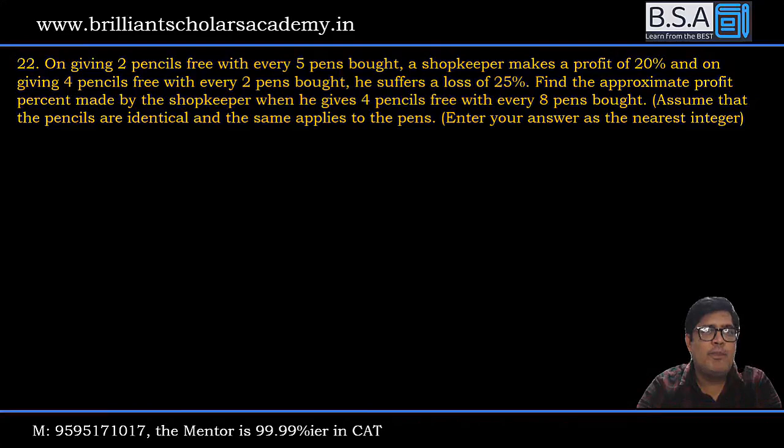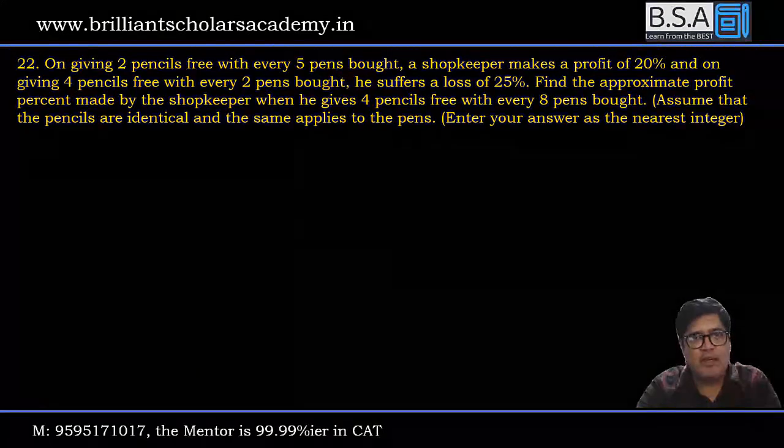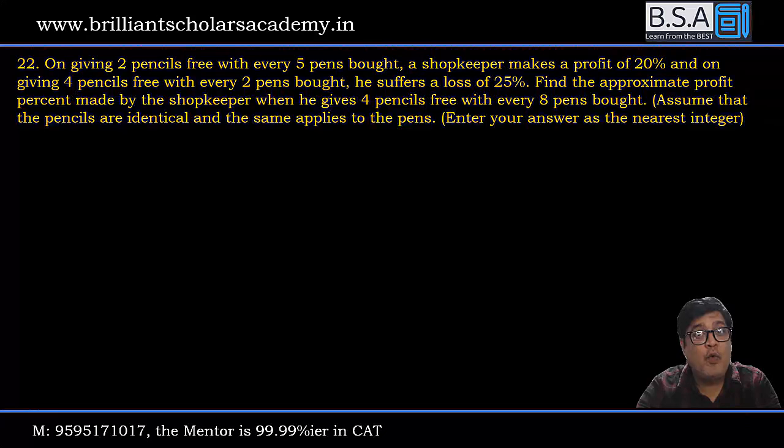On giving 2 pencils free with every 5 pens bought, a shopkeeper makes 20% profit. On giving 4 pencils free for every 2 pens bought, he suffers 25% loss. Find approximate profit percent made by shopkeeper when he gives 4 pencils free with 8 pens bought. Assume that pencils are identical and same applies to pens. Enter your answer as the nearest integer.